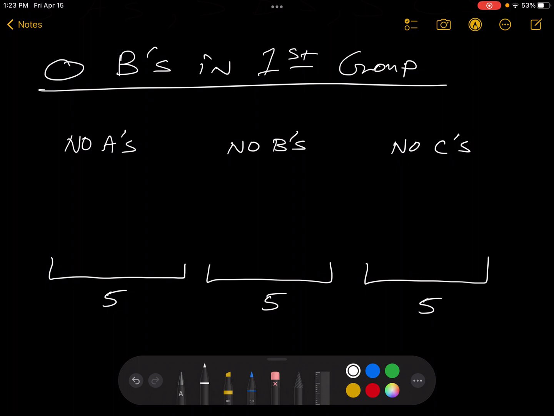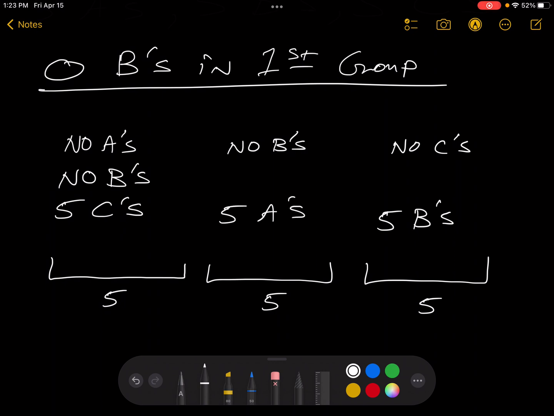All right, so in this first possible case where there's 0 B's in the first group, we'd have no B's here. If all we have is A's, B's, and C's to choose from, that means there's got to be 5 C's there. If there's 5 C's there, and there's no B's in the second group, and no B's in the first group, then we've got to have 5 B's here, and so then we've got to have 5 A's here.